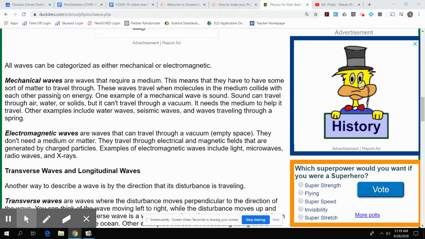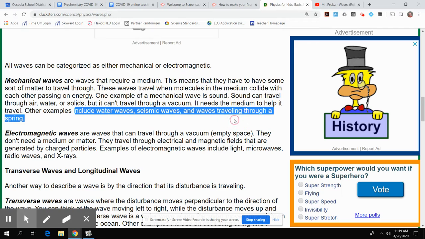One of them is here, mechanical waves, and mechanical waves require a medium to travel through. That means something like a solid, liquid, or a gas. And here's some examples that I found on this webpage: water waves, seismic waves, and waves in a spring. Those are examples of mechanical waves. And mechanical waves also have two different shapes, which I'll demonstrate in a moment.